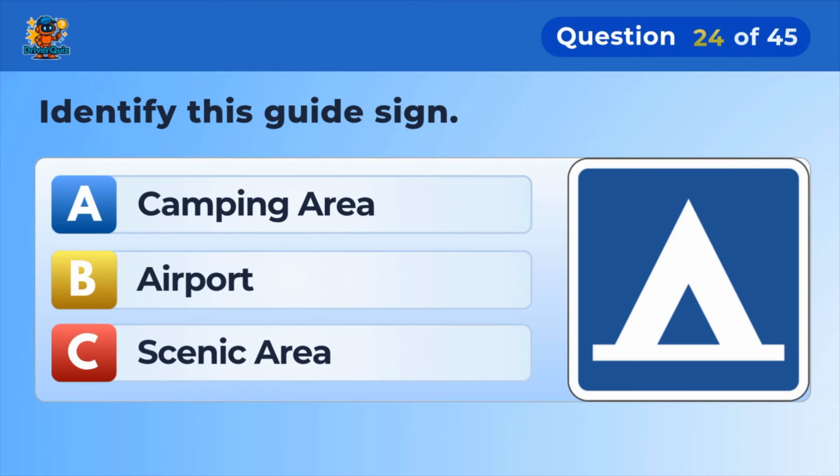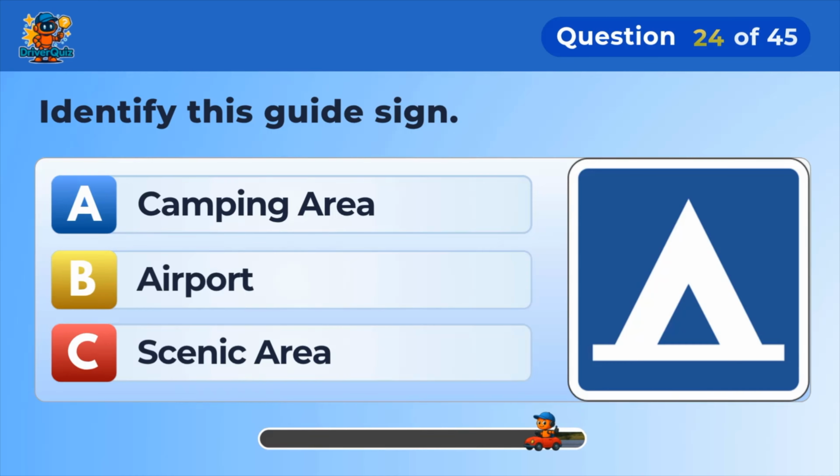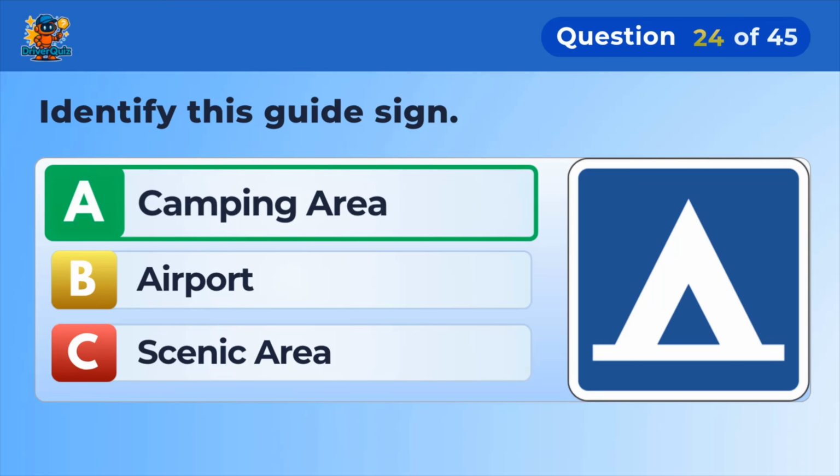Question 24. Identify this guide sign. A. Camping area. B. Airport. C. Scenic area. This one means camping area.